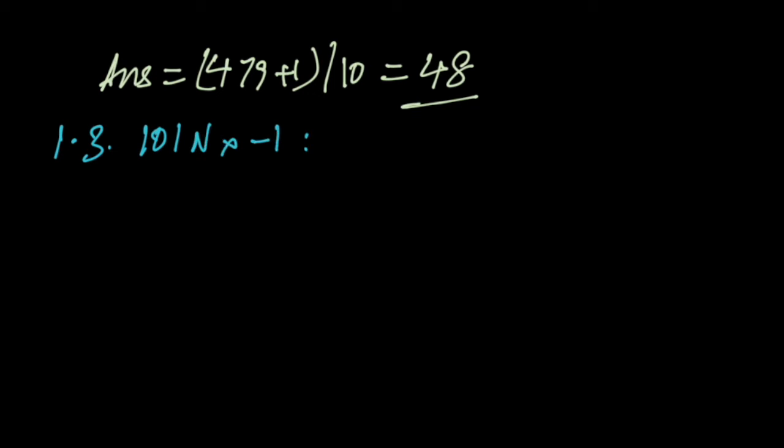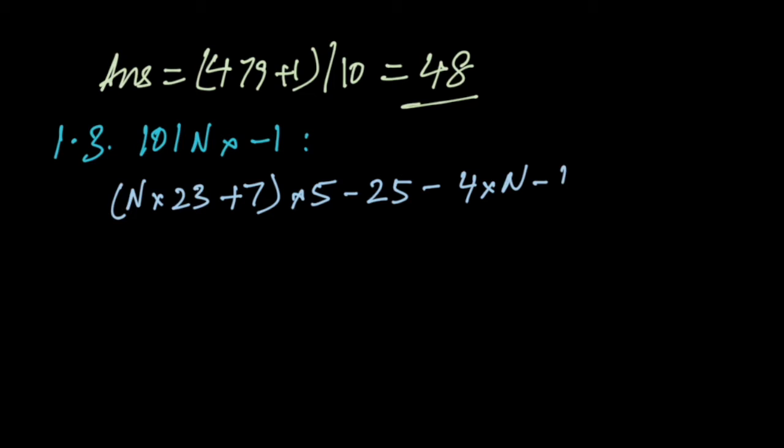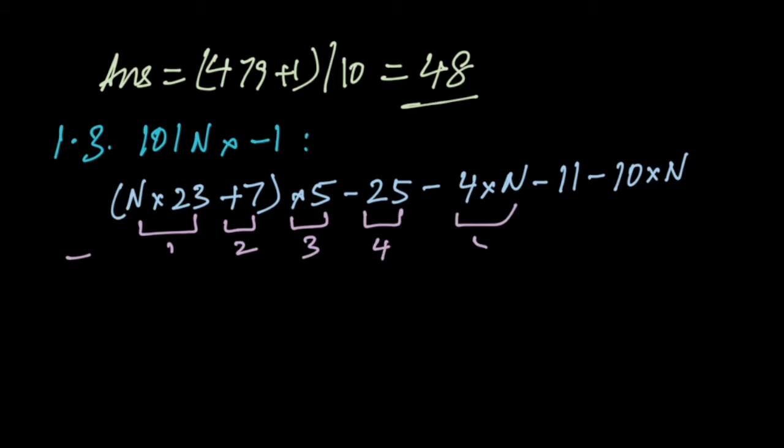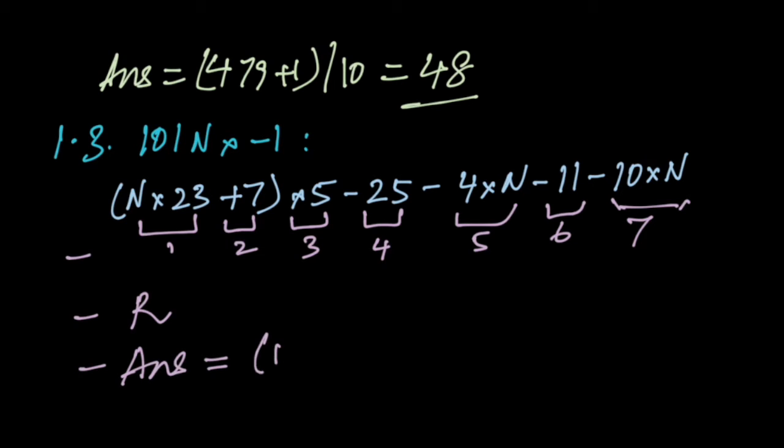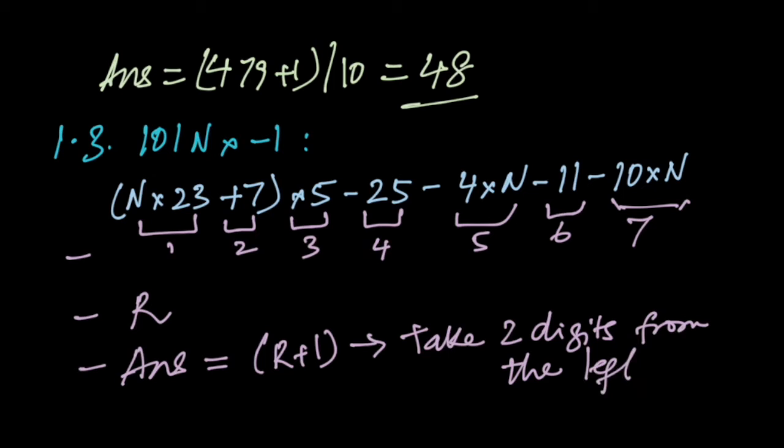Now take the third example. Here we are going to get the 101 times n minus 1 form. How do we do that? We will follow these steps. You can create your own steps as well. It is just one way of doing it. It has 7 parts.